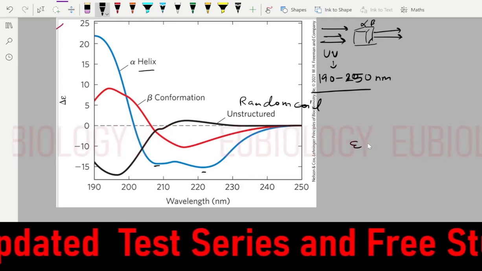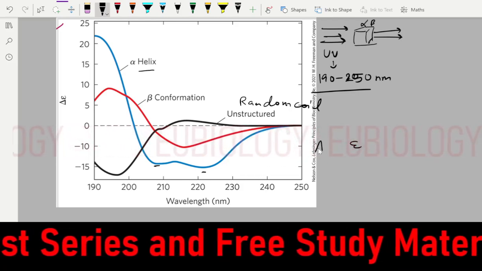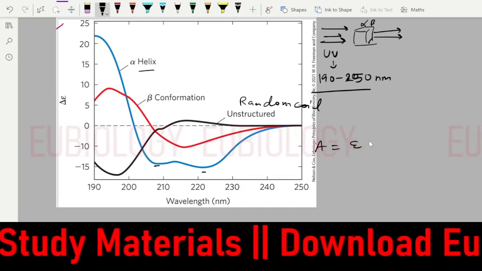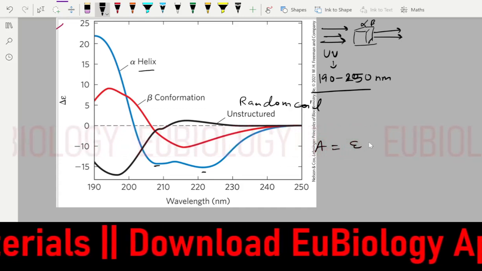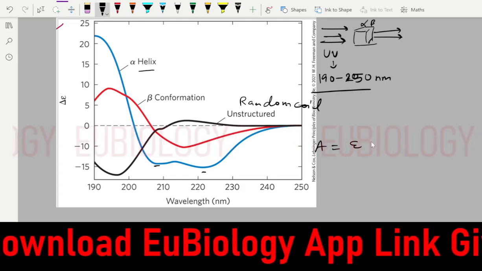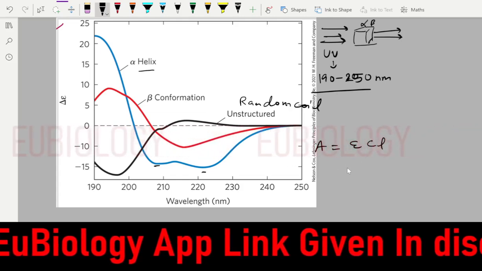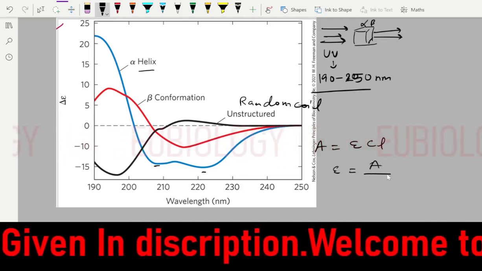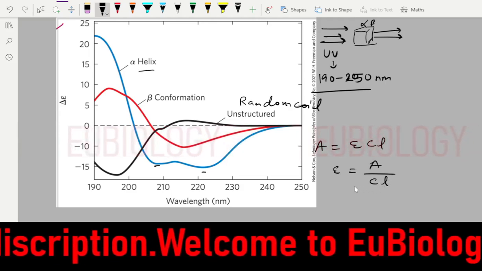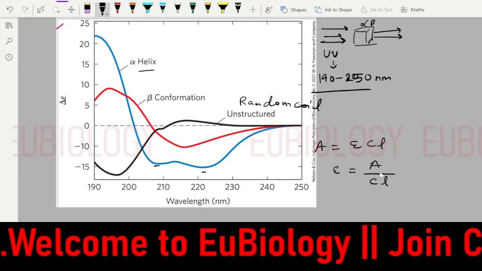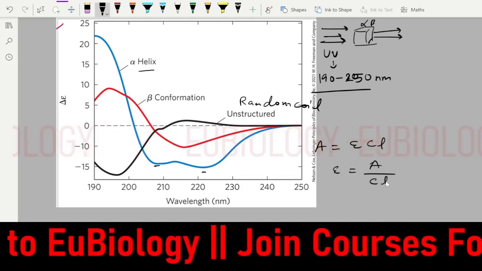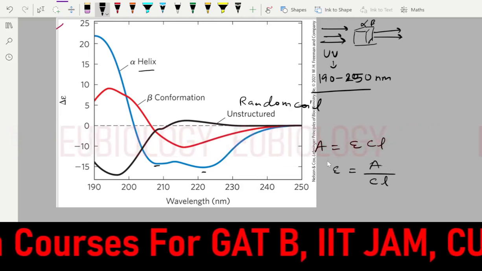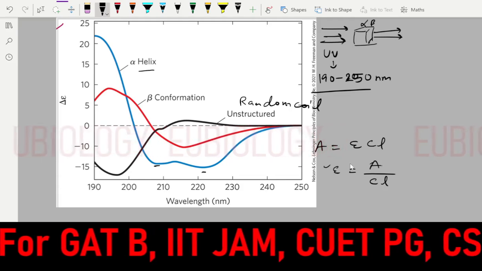If anybody doesn't know the molar extinction coefficient, remember it. From Beer's law, which we already read, absorbance is equal to extinction coefficient times concentration times length, A = εcl. So molar extinction coefficient is absorbance at a wavelength divided by concentration per length. It is the absorbance of unit concentration in unit length of a cuvette that gives you the molar extinction coefficient.